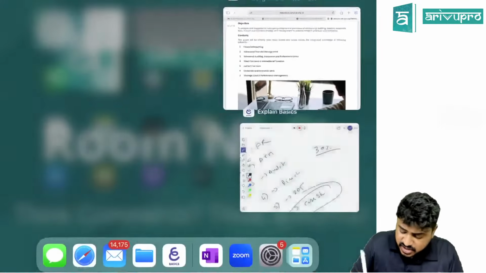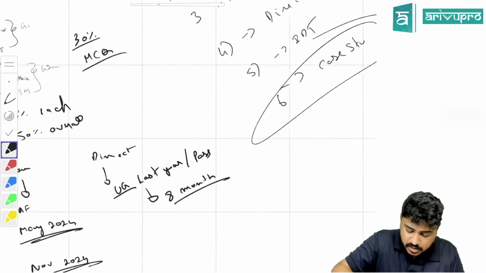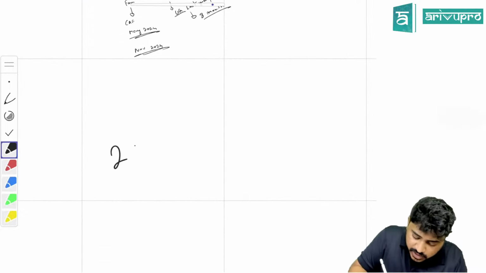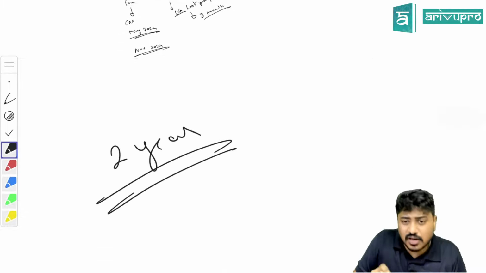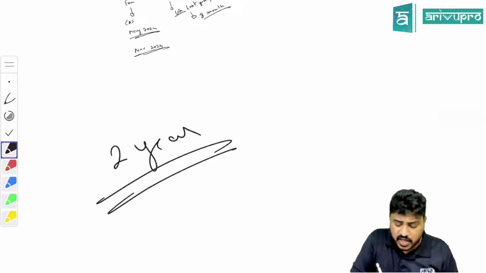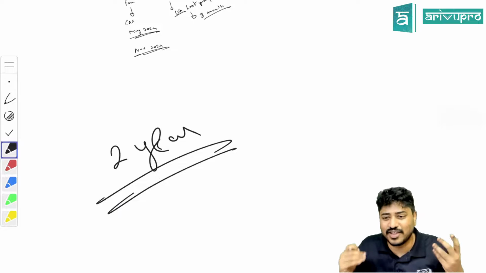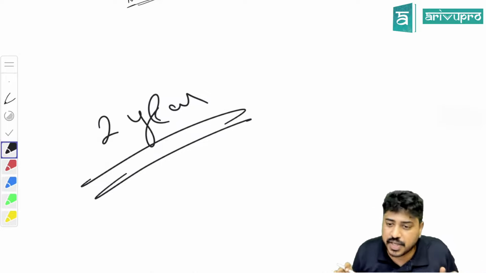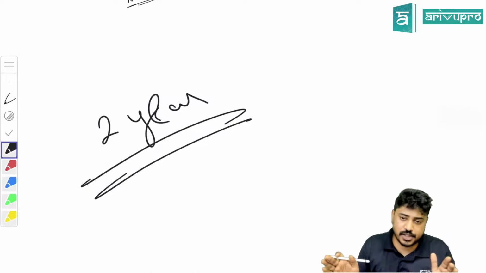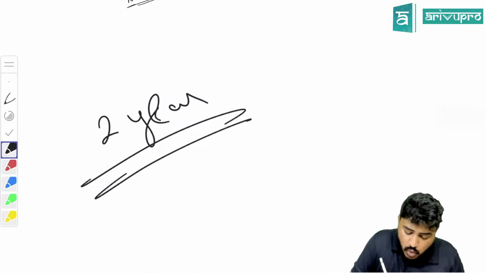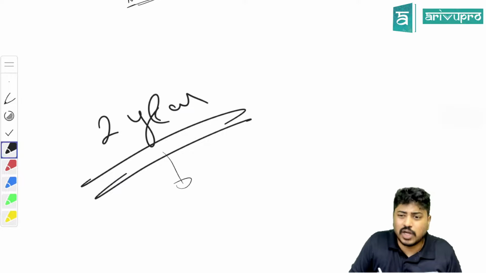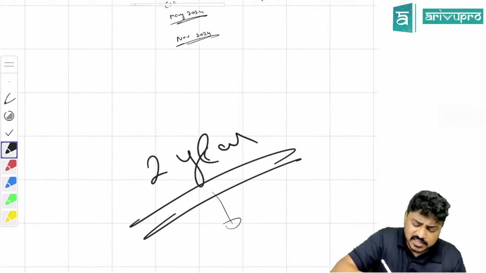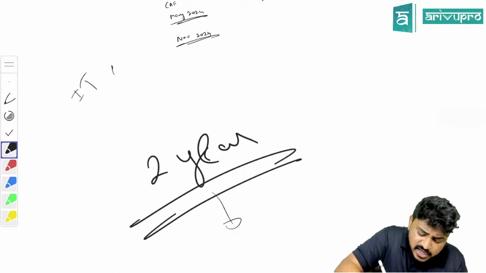Now, major changes: articleship. They have said, sir, 2 years only articleship. The third year, which you would do after qualification, they have removed, right? There's nothing. 2 years is the articleship period, an uninterrupted articleship period.